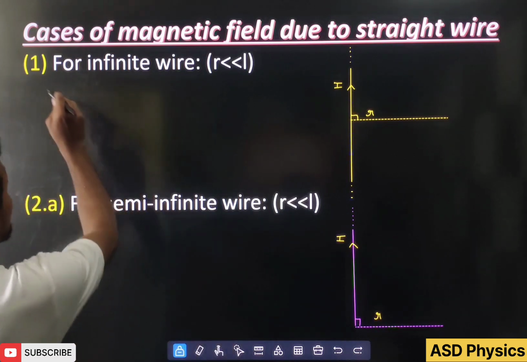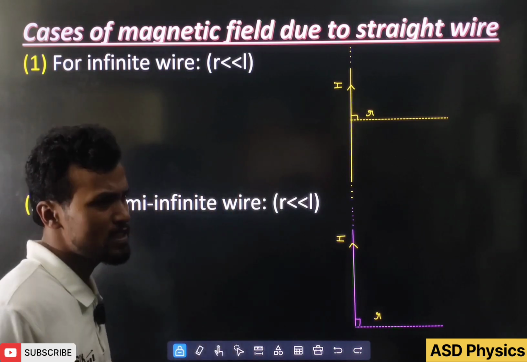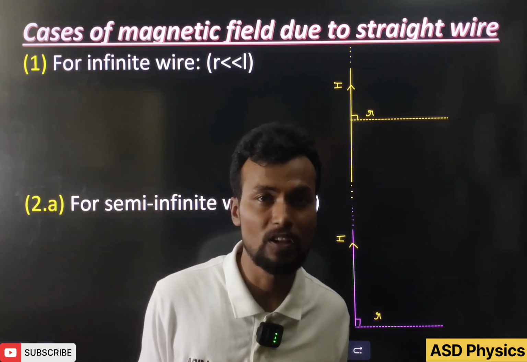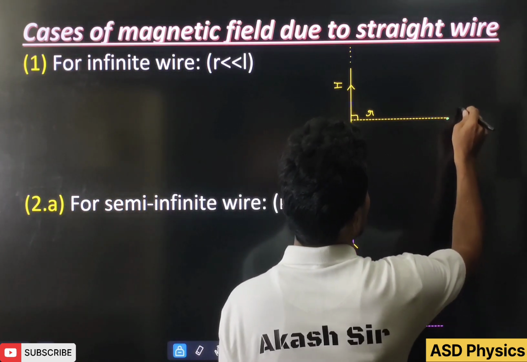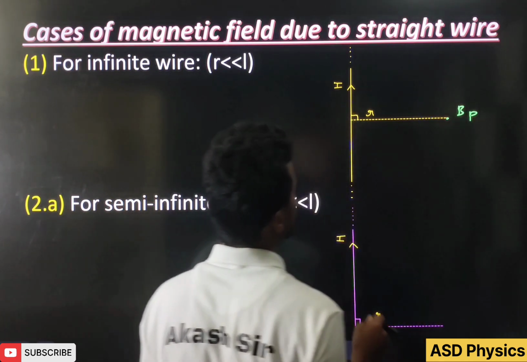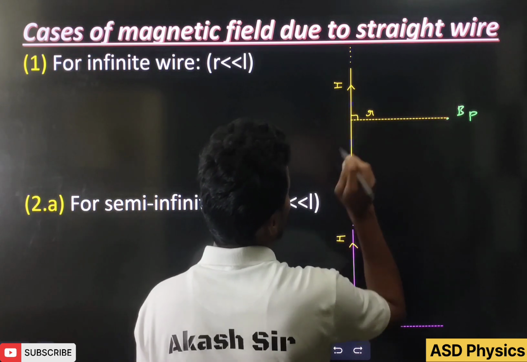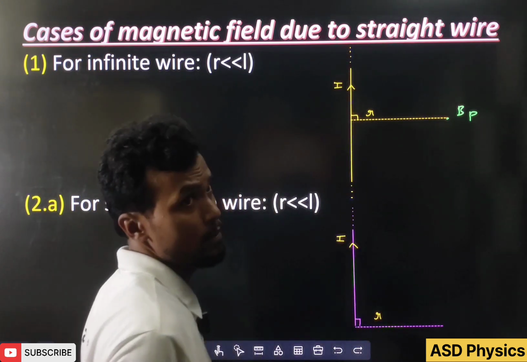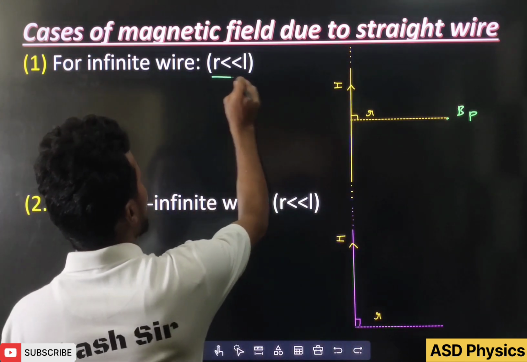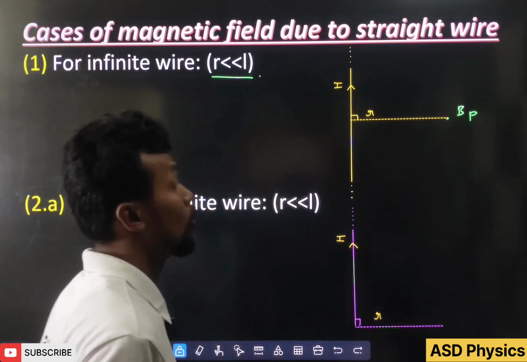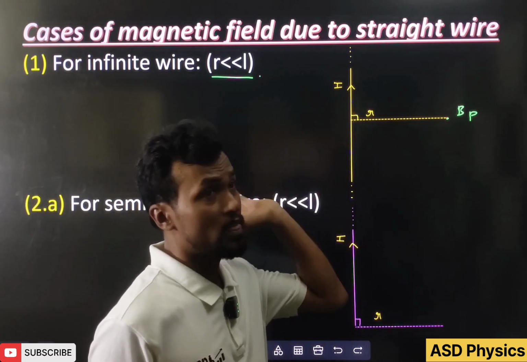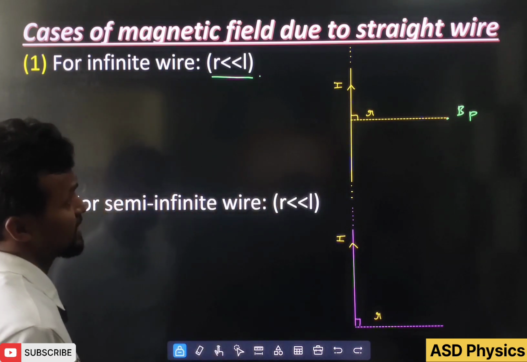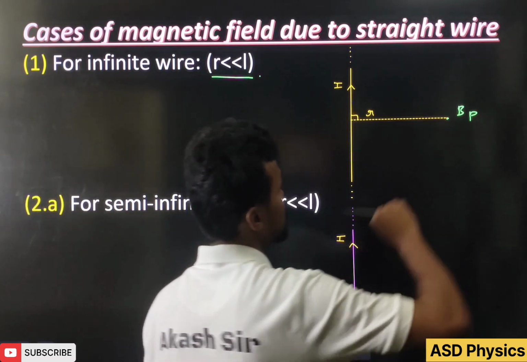So see here, for an infinite wire, you know very well, there is nothing like an infinite wire in reality. But whenever the observation point P, where the magnetic field is BP, is at distance r and the length of the conductor is L, what is happening here is that if r is much less than L, that means the observation point is very close to the conductor. So we can tell r is less than L. There you can see very well, alpha is on this side.